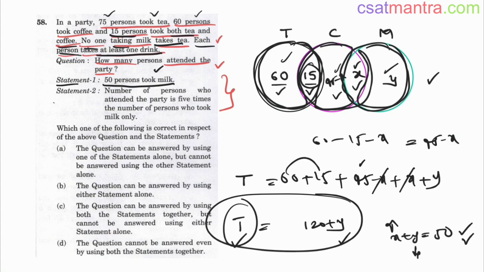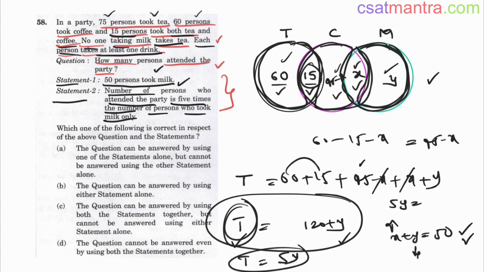Let's have a look at statement 2. The number of persons who attended the party is 5 times the number of persons who took milk only. Milk only is this. The number of persons who attended the party, that is T, is equal to 5 times those who took milk only, Y. You can substitute the T value here. 5Y is equal to 120 plus Y, 4Y is equal to 120, Y is 120 by 4, that is 30. Once the Y value is known, you can find out this value, the T value, 120 plus 30, 150.